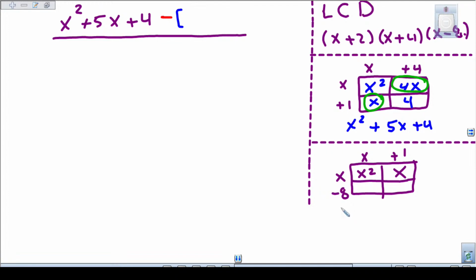How about x times negative 8? Negative 8x. And then 1 times negative 8 is negative 8. As I said, if you do more of these boxes, you could simplify inside the box. So I've got x and negative 8x's. So basically, I am looking at x squared minus 7x minus 8. Okay, that's what I'm going to replace at the top here. So it's going to be x squared minus 7x minus 8.